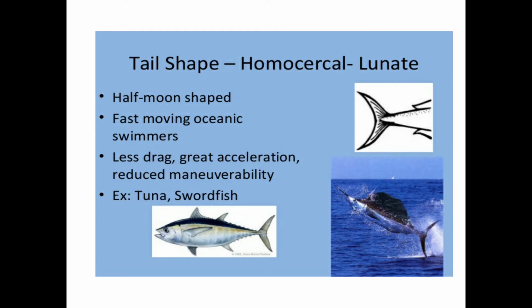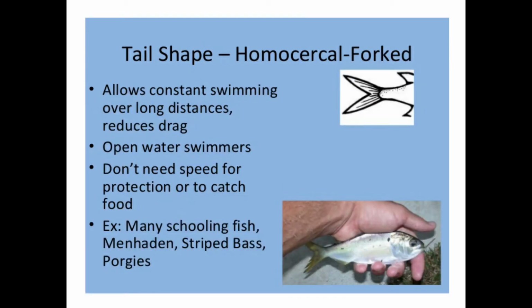Here, look, it is a homocircle tail. Both the lobes are the same. Examples are swordfish or tuna. They are fast moving oceanic swimmers. Homocircle tails allow constant swimming over long distances. These fishes are open water swimmers.